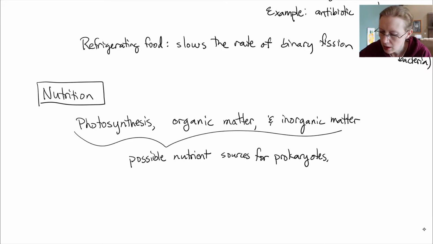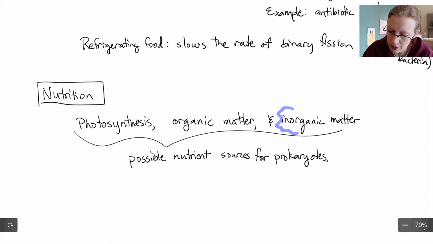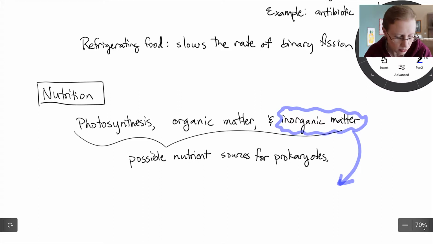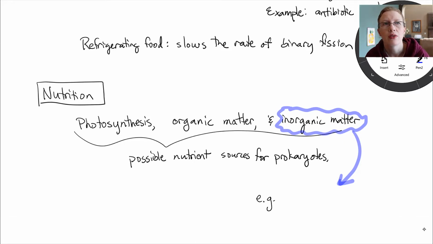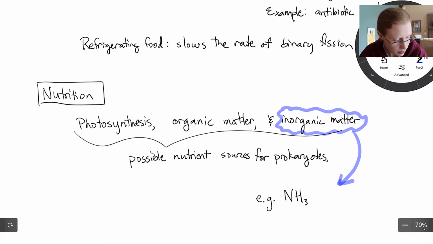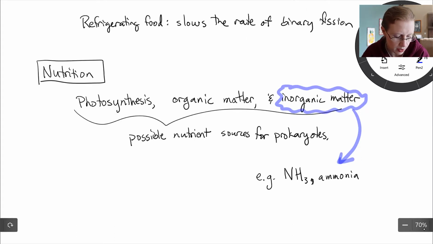Okay, so quite diverse. Let's just make a note here. And let's make a note about this one. This one's probably not quite so familiar. Inorganic matter. A good example would be for bacteria that live in the soil, so soil bacteria. They're not exposed to the normal atmosphere like we are, or cells that live on the surface of our bodies. Instead, what they rely on is ammonia in the soil. So an example of an inorganic matter would be NH3, ammonia. And this is what soil bacteria rely on.